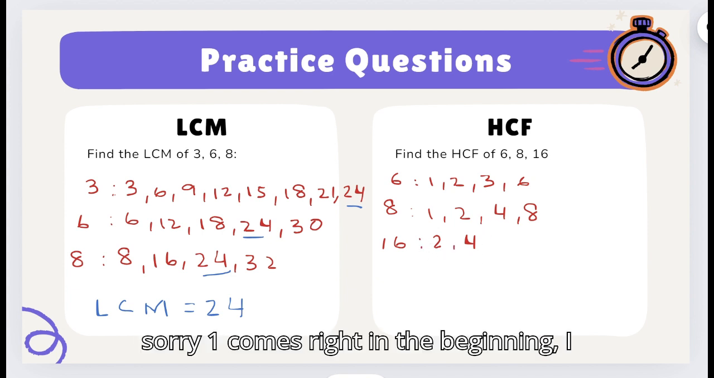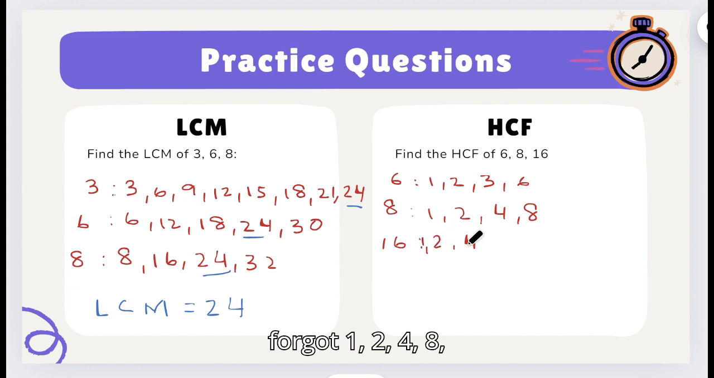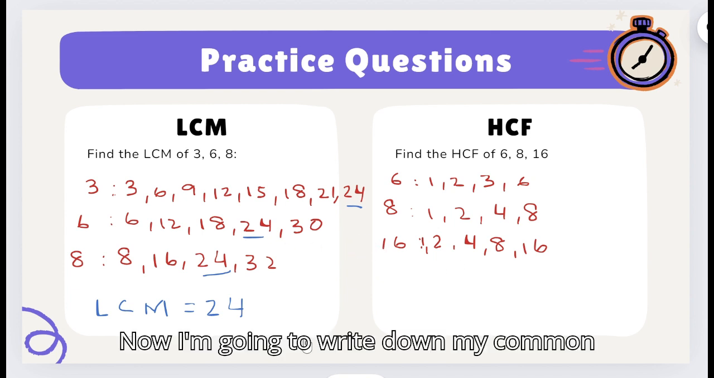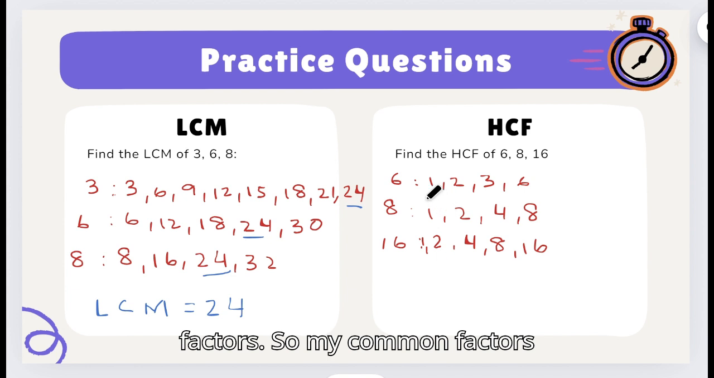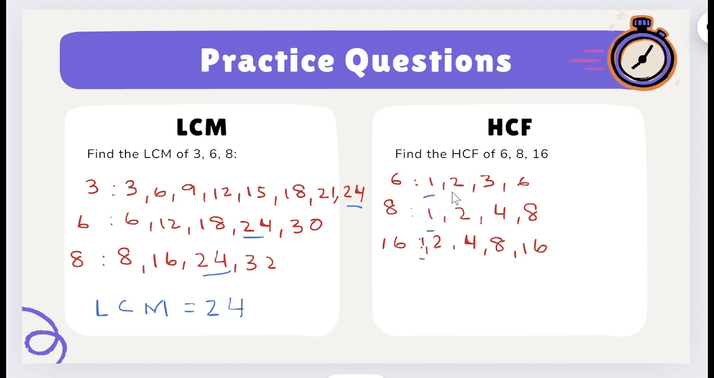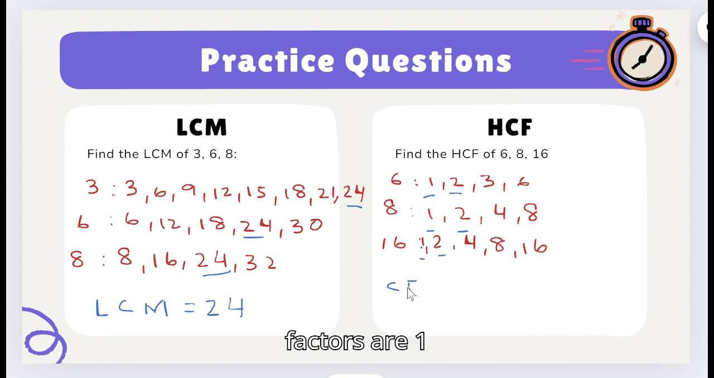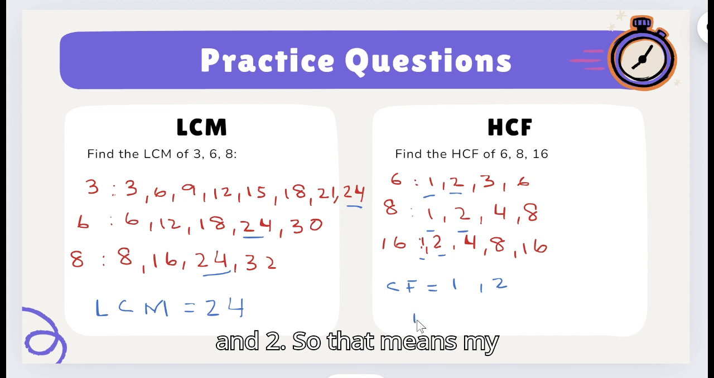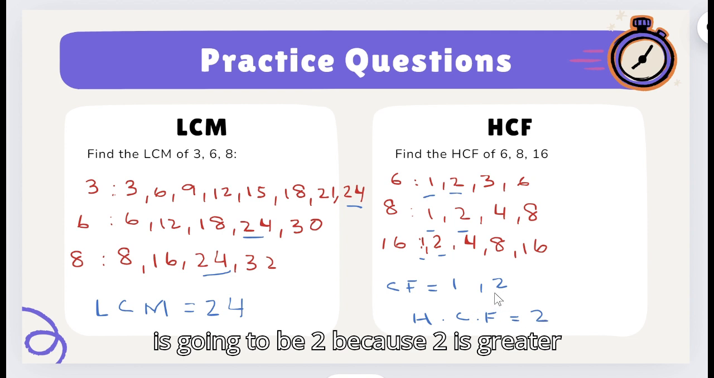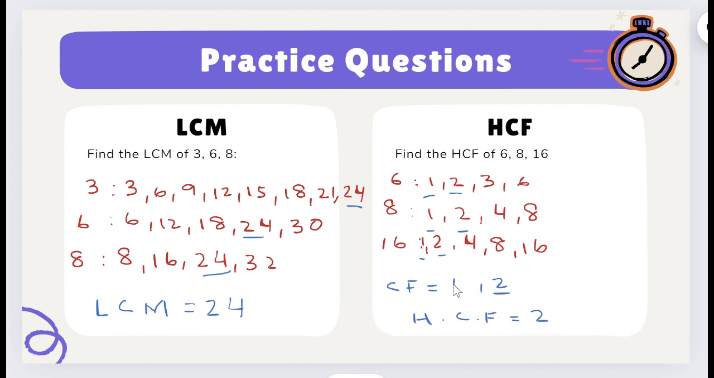The factors for 16 are 2, 4, sorry, 1 comes right in the beginning. I forgot 1. 1, 2, 4, 8, and 16. Now I'm going to write down my common factors. So my common factors are 1, 2, and that's all. So my common factors are 1 and 2. So that means my highest common factor is going to be 2 because 2 is greater than 1.